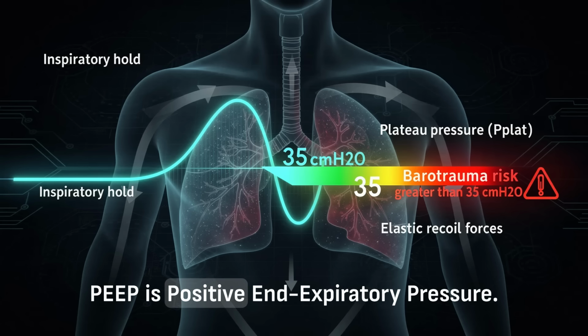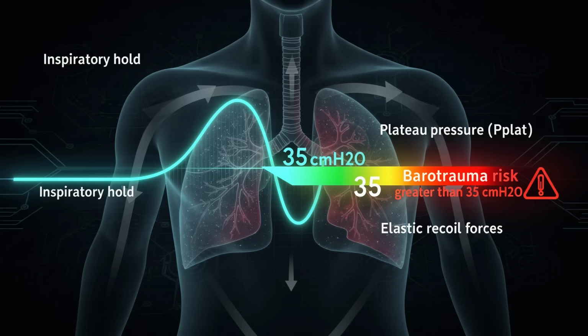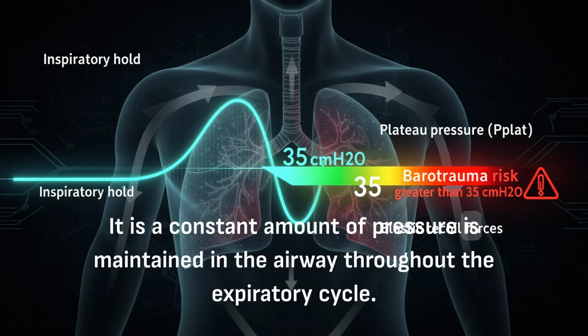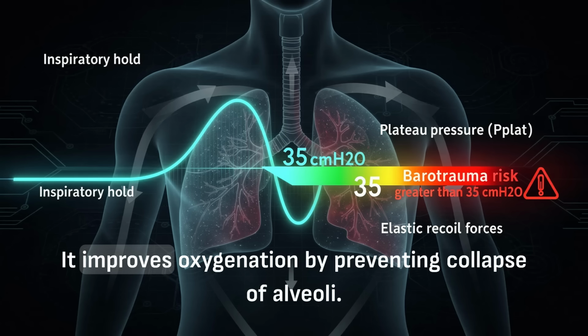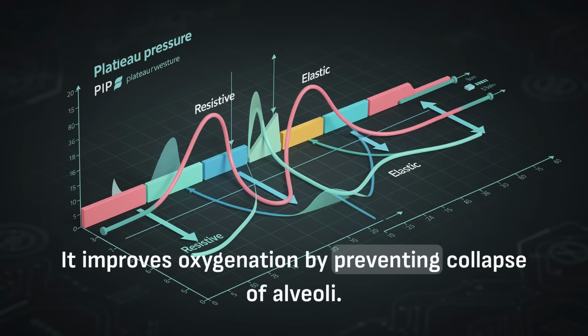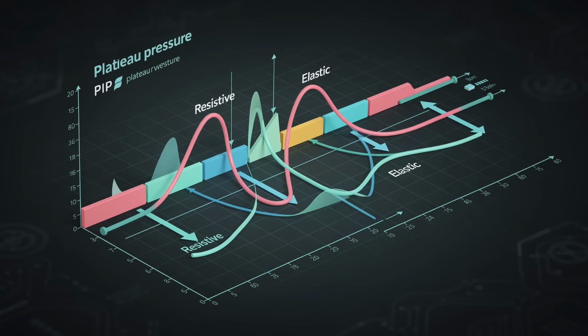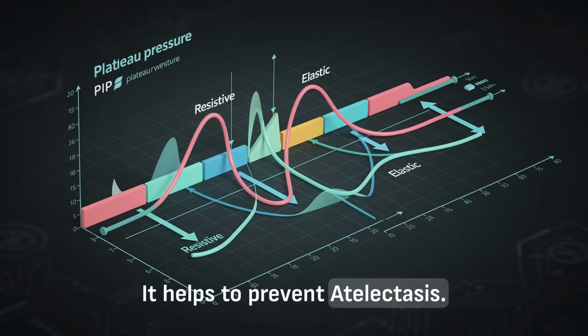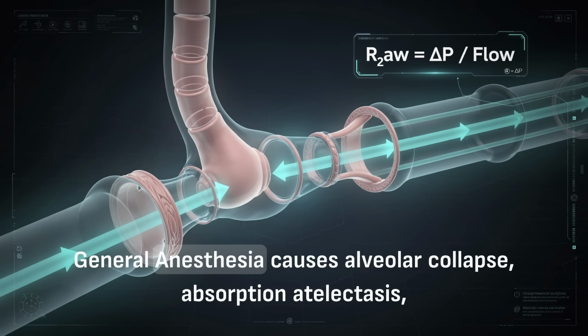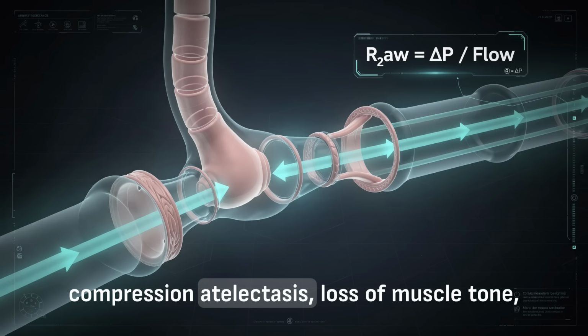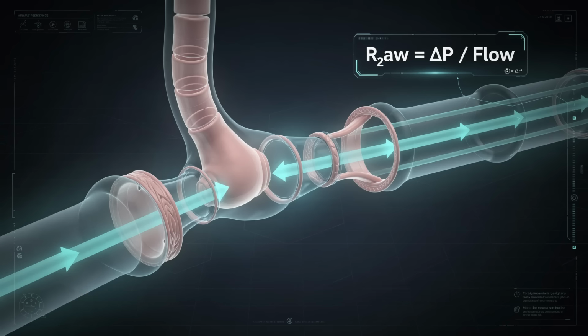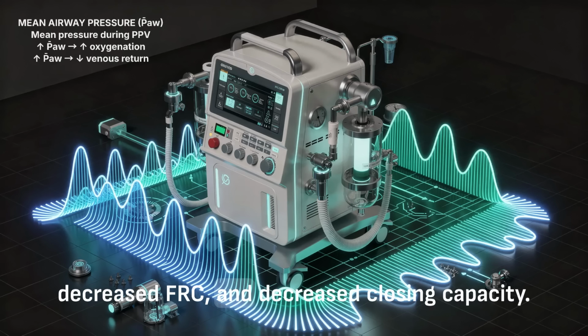PEEP is positive end expiratory pressure. A constant amount of pressure is maintained in the airway throughout the expiratory cycle. It improves oxygenation by preventing collapse of alveoli. It helps to prevent atelectasis. General anesthesia causes alveolar collapse, absorption atelectasis, compression atelectasis, loss of muscle tone, decreased FRC, and decreased closing capacity.